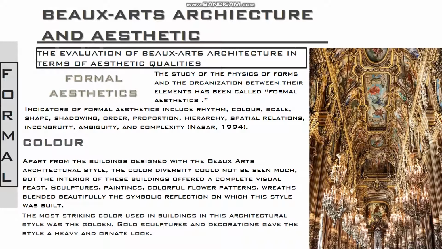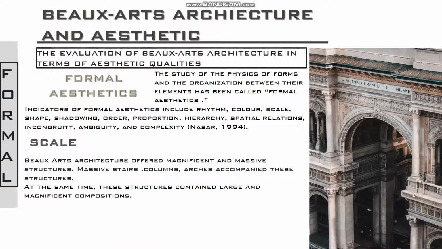Color. Apart from the building's design with the Beaux-Arts architectural style, color diversity could not be seen much, but the interior of these buildings offered a complete visual feast. The most striking color used in buildings in this architectural style was gold. Gold sculptures and decorations gave the style a heavy and ornate look.